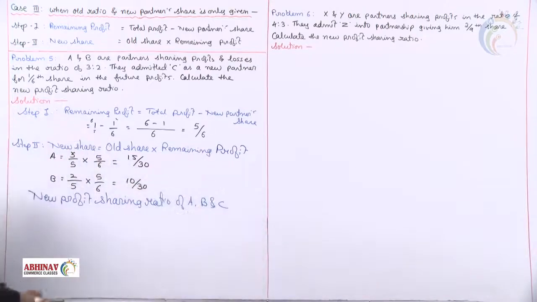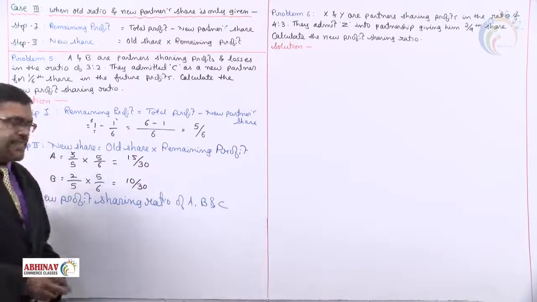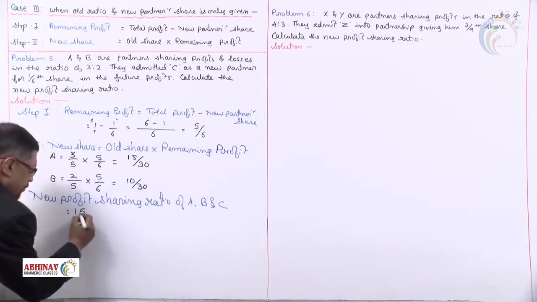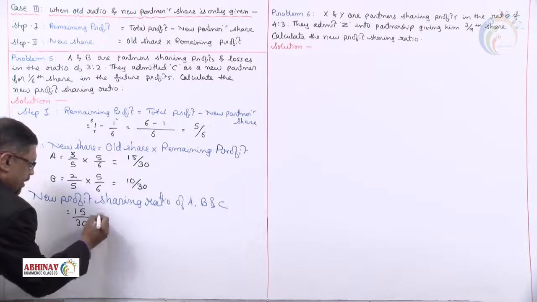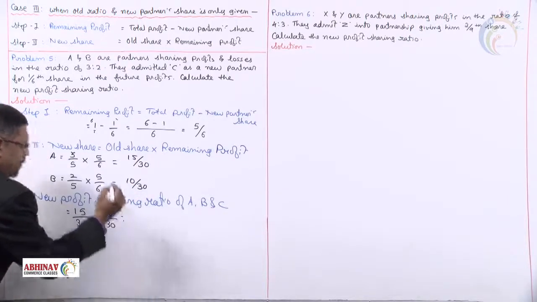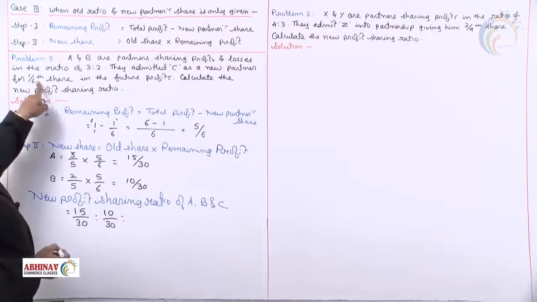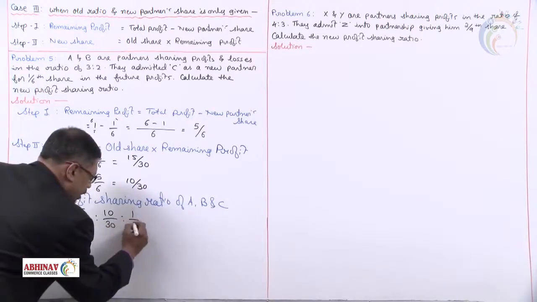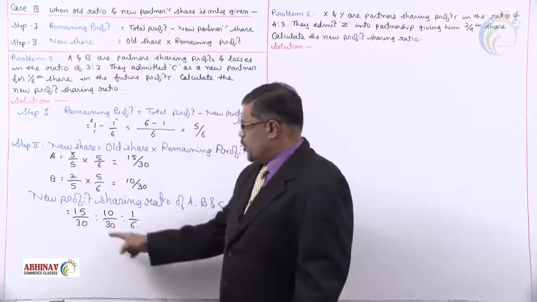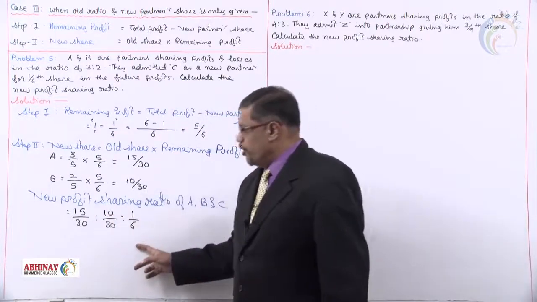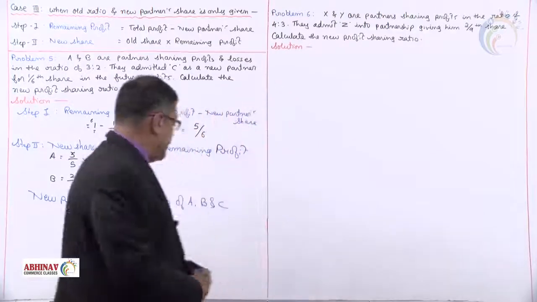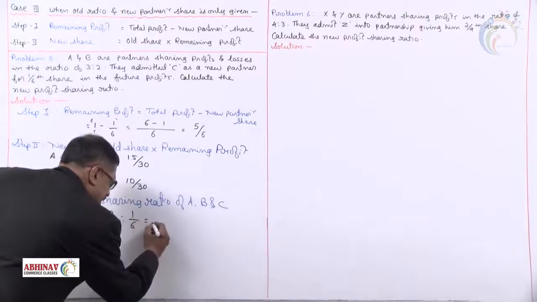New profit sharing ratio of A, B and C. What is A's new share? 15 divided by 30. What is B's new share? 10 divided by 30. C's new share, already given, is 1 by 6. Now, we can't say the ratio is 15, 10, 1 because the denominator is not the same. When the denominator is not the same, we proceed with LCM.